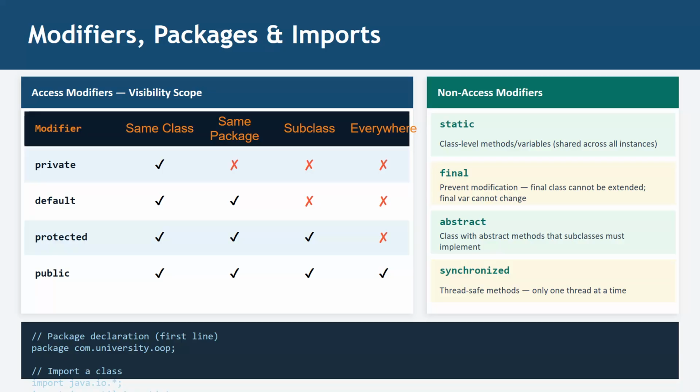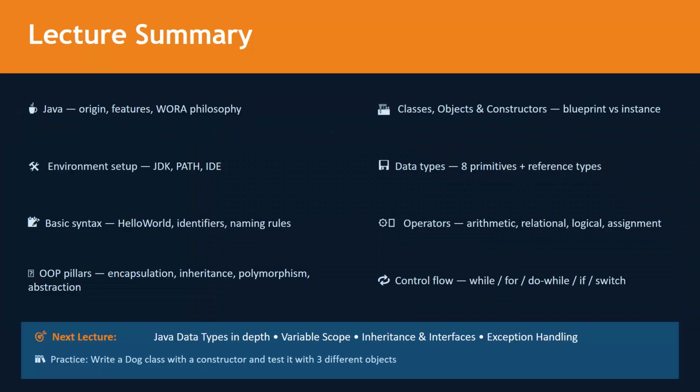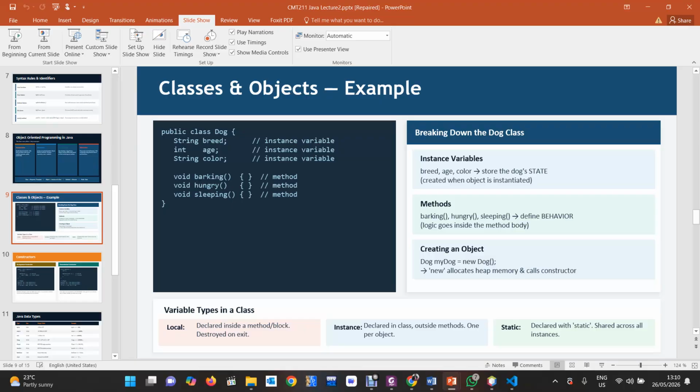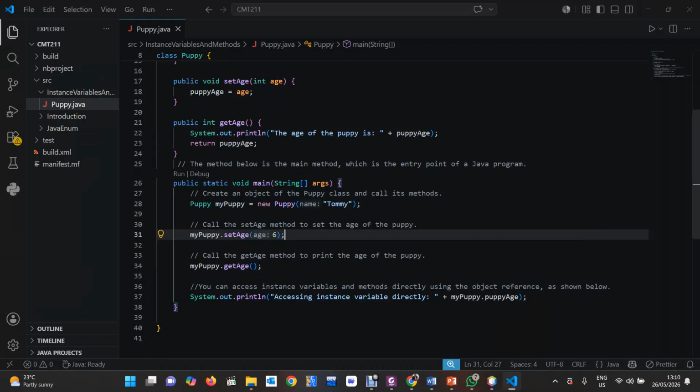Then we have synchronized, where we are using thread-safe methods, so only one thread can use it at the same time. You cannot have many of them at once in all the universal space. So I think that is a very important thing to note there.